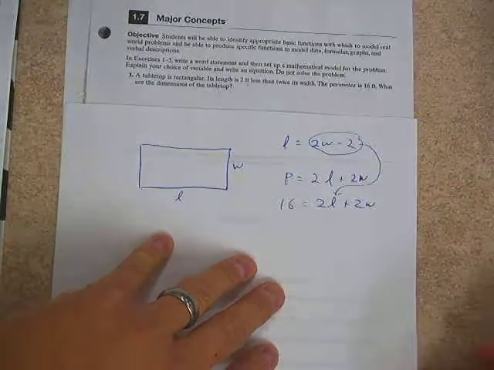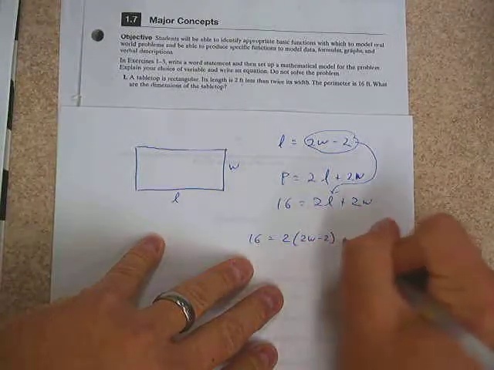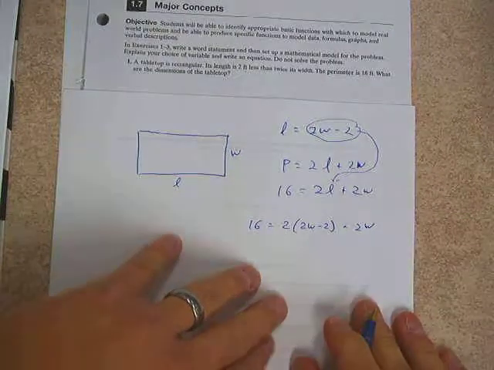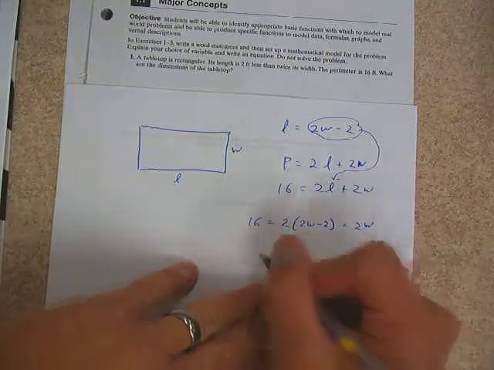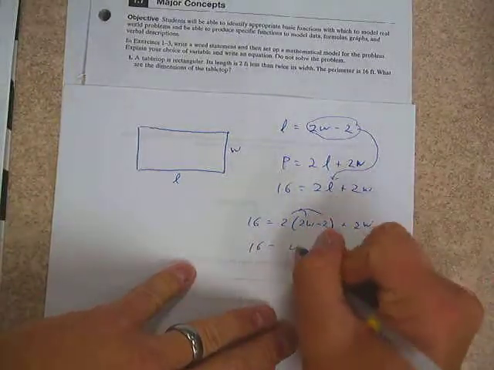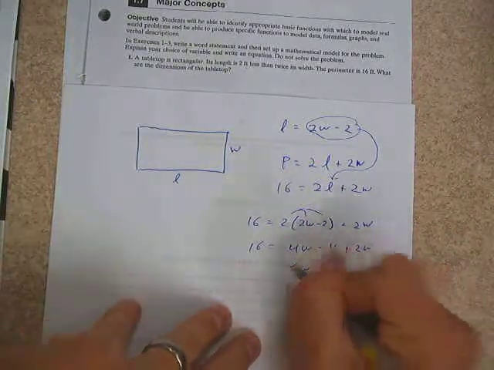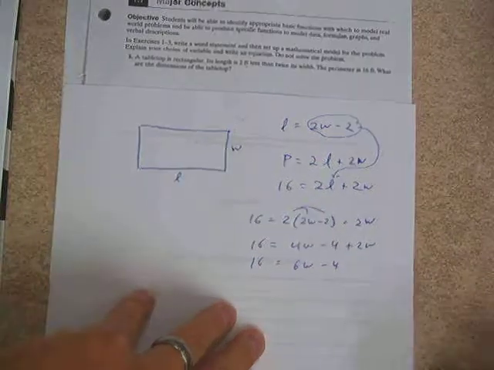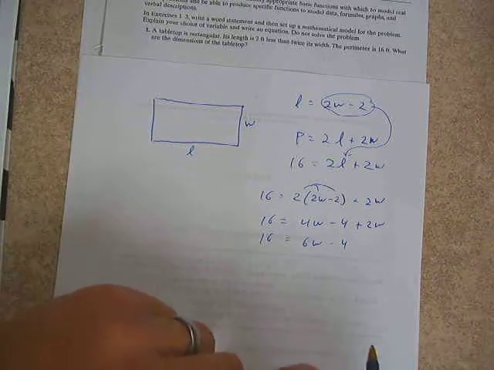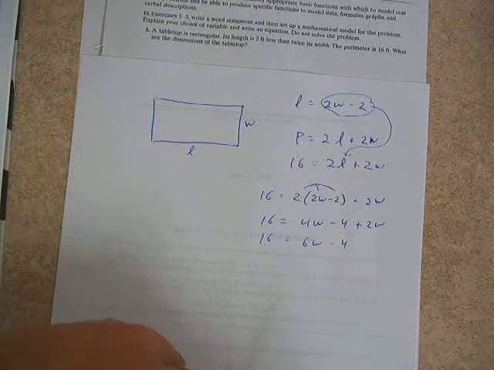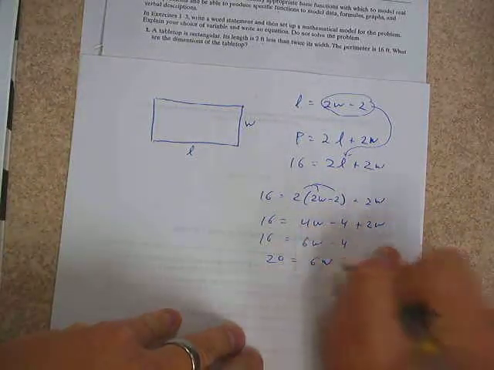Ashley? Sure. We could do substitution. And we could plug that in and get 16 equals 2 times, instead of L, 2W minus 2, plus 2W. And that would remedy our problem because at this point we'd now have one variable. So if we simplify the left side, combine like terms. All right, so we'll distribute the 2, 4W minus 4 plus 2W, combine the W's, 6W minus 4.